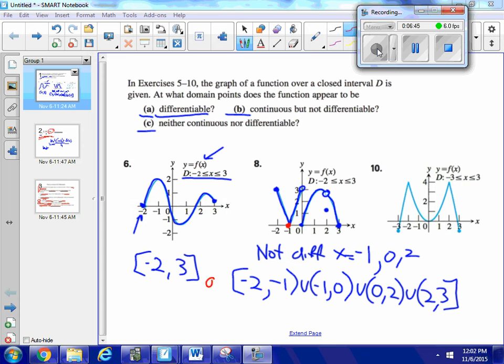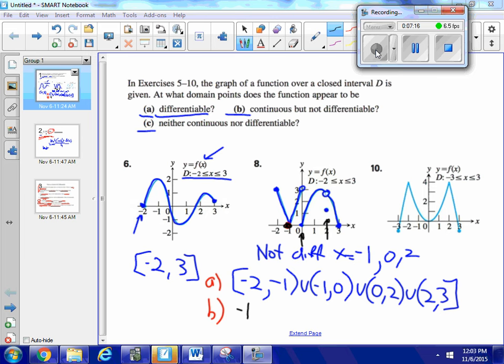And if I was answering B, where is it continuous but not differentiable? Well, it's continuous right there. I'm going to make it a different color. It's continuous right there, so it's continuous at -1, but it's not differentiable. But I think that's the only place where it is continuous but not differentiable. It is not continuous here at x equals 0. It is not continuous here at x equals 2. So that would be my answer to B.